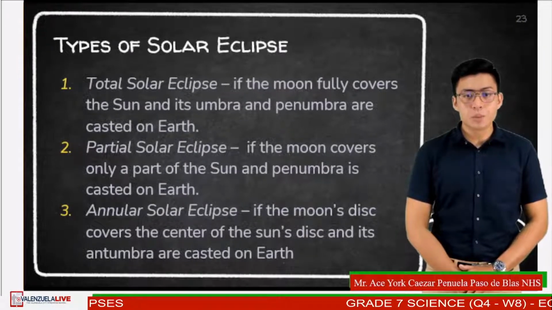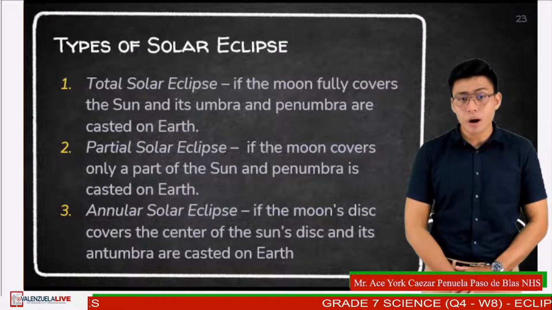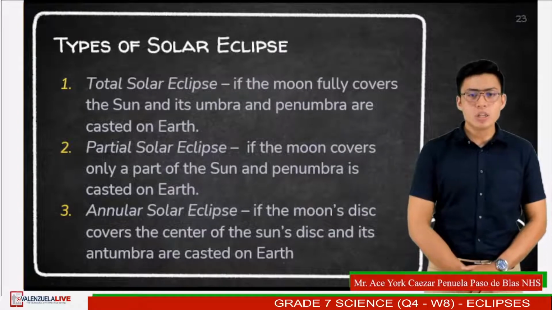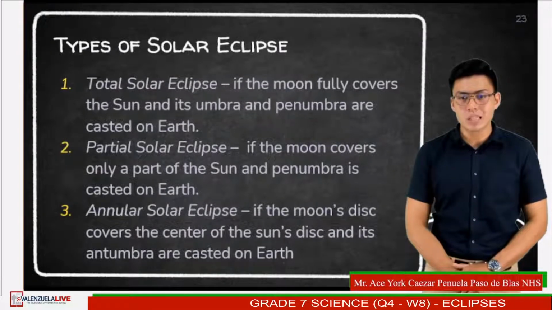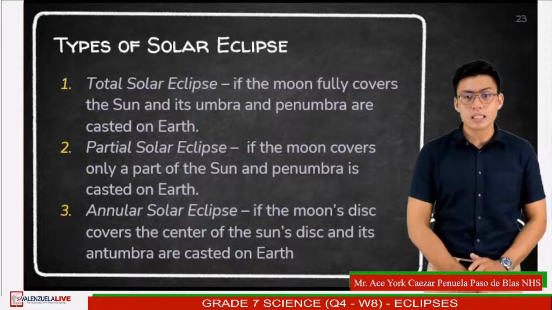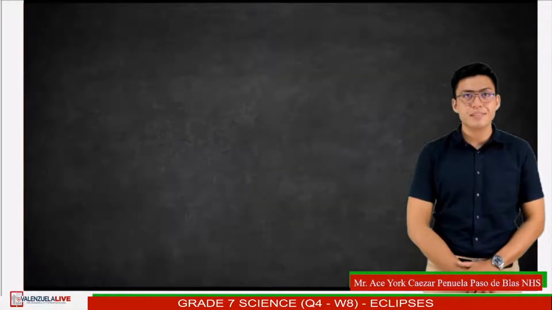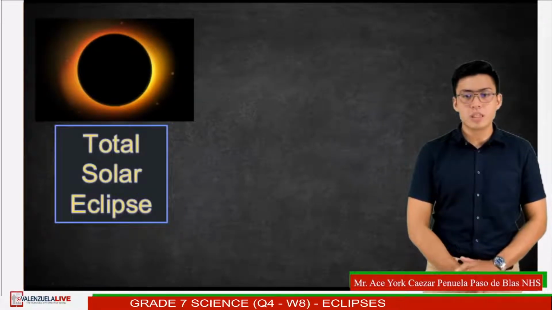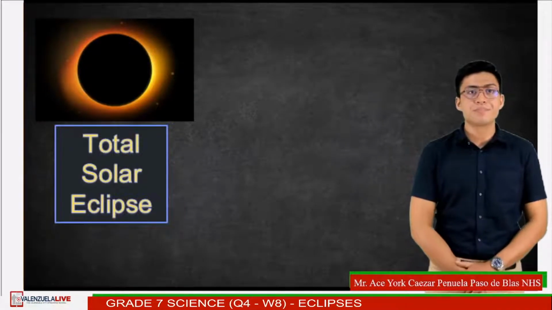Partial solar eclipse if the moon covers only a part of the sun and penumbra is casted on earth. Annular solar eclipse if the moon's disk covers the center of the sun's disk and its antumbra are casted on the earth. So these are the pictures of the three kinds of solar eclipse.